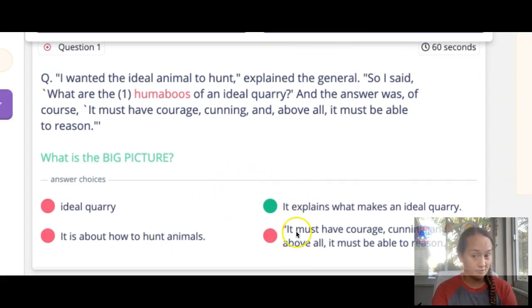Did you guess this answer choice? If you did, you got it right. So the big picture, basically you're asking yourself what's going on in this passage, and the big picture is it explains what makes an ideal quarry. All right, let's go to our next question.